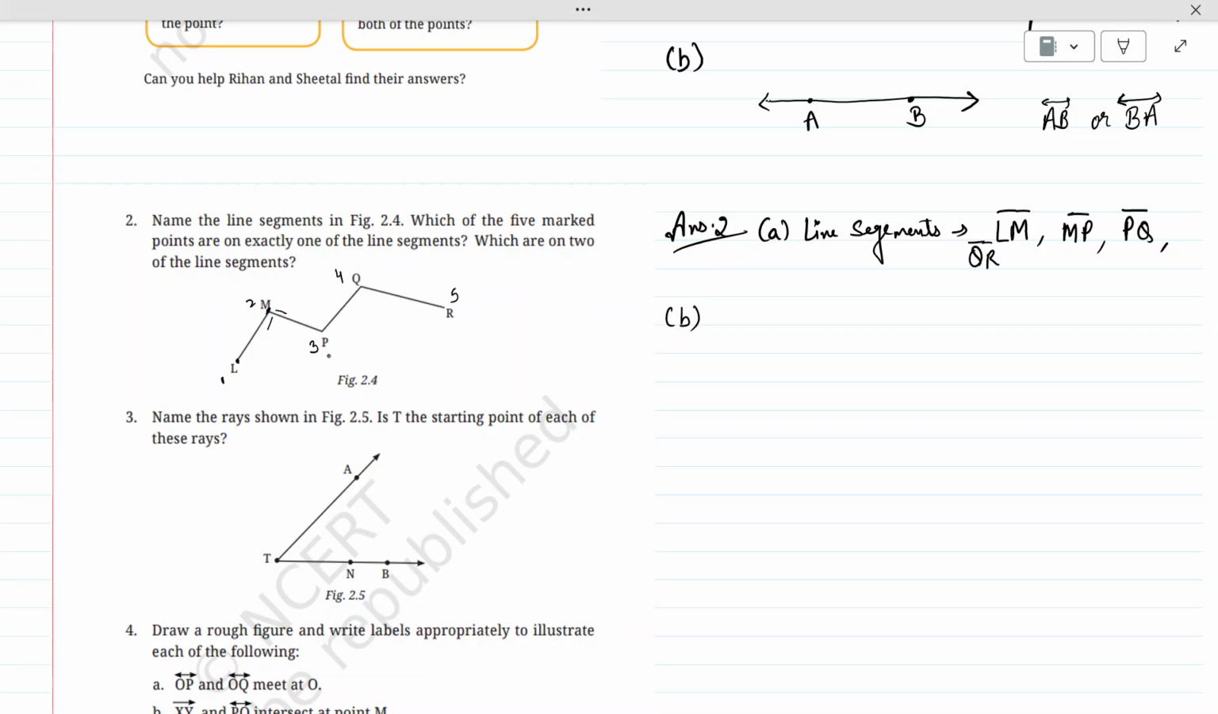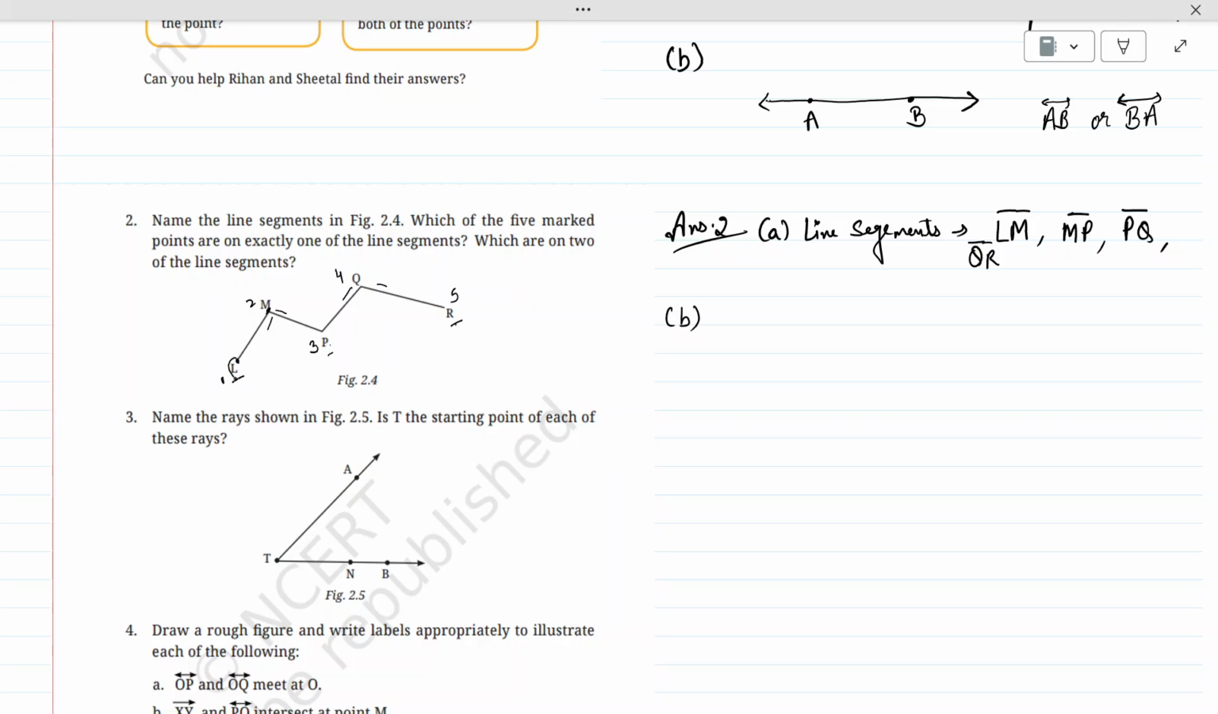Similarly, P is connected to the line segment MP and to PQ also. So it is also connected to two line segments. Coming to Q, Q is connected to PQ and also to QR. So it is also connected to two line segments. And then we have R. R is connected to only one line segment, that is QR. So L is connected to LM, and R is connected to QR.